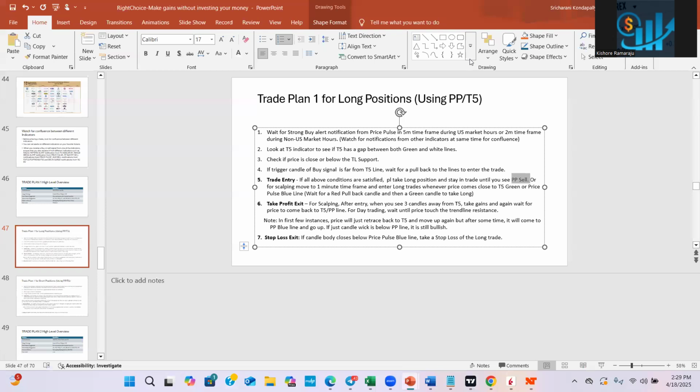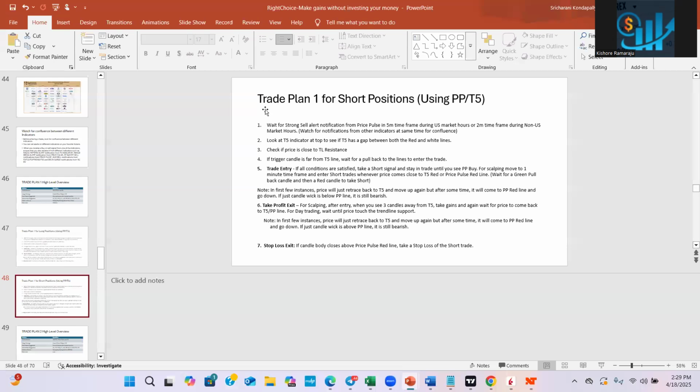Is that clear? Green for strong buy, red for strong sell. This is for short positions. We are waiting for a strong sell alert notification. Look at the T5 indicator and see if there is a gap between the red and white line. Check if price is close to the trend line resistance. If the trigger candle is far away, wait for a pullback. If you just follow these conditions, we'll be very, very successful.